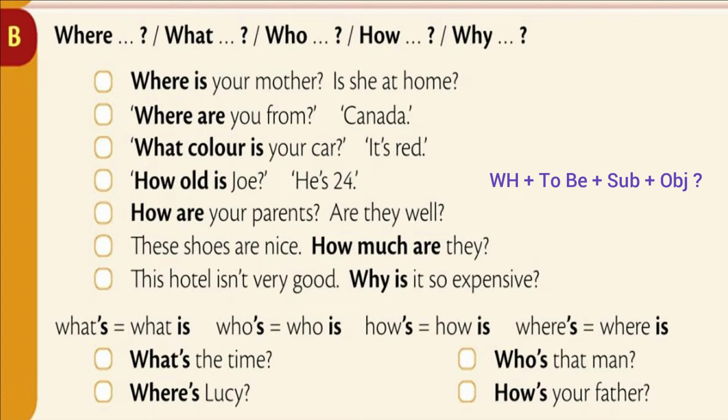Now we are going to learn how to use short forms in WH family words. For example, what's, what is; who's, who is; how's, how is; where's, where is. What's the time? Where's Lucy? Who's that man? How's your father?